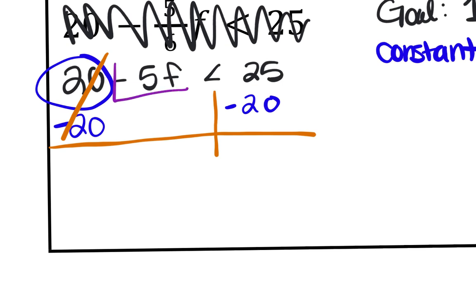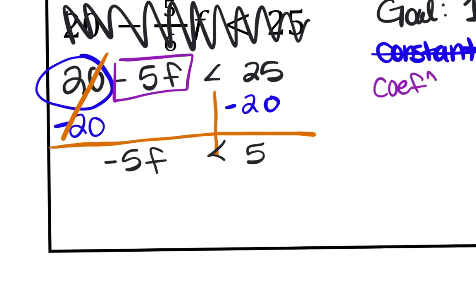Okay, this minus belongs to the 5. So it can become a -5f is less than 25 minus 20 is 5. So we got rid of the constant. We changed it to 0. Now I need to make the coefficient a +1.